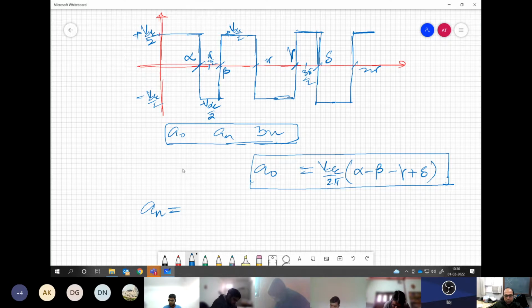Anyway, just compute what is A1. Don't worry about AN if it is difficult, or if you can get AN, that is also fine. Whatever is easier, just get some expressions.